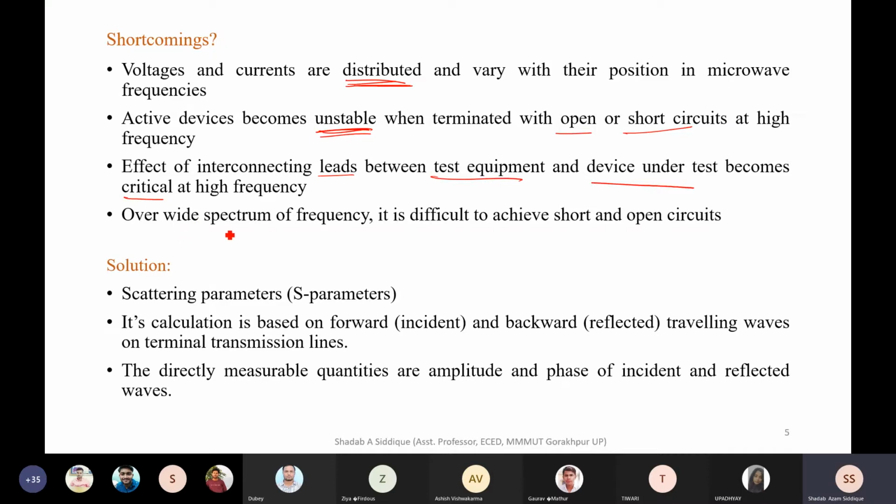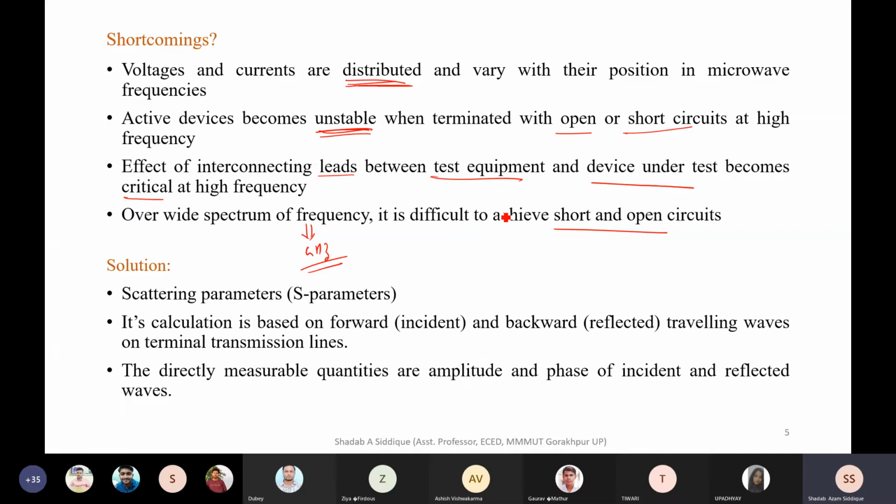Now, our wide spectrum of frequency. A wide spectrum means we are dealing with gigahertz frequencies. So obviously it will be a wide spectrum, and the bandwidth will be high. Over a wide spectrum, it is difficult to achieve short or open circuits. So now you understand we are having some shortcomings in the parameters which we already have in network theory.